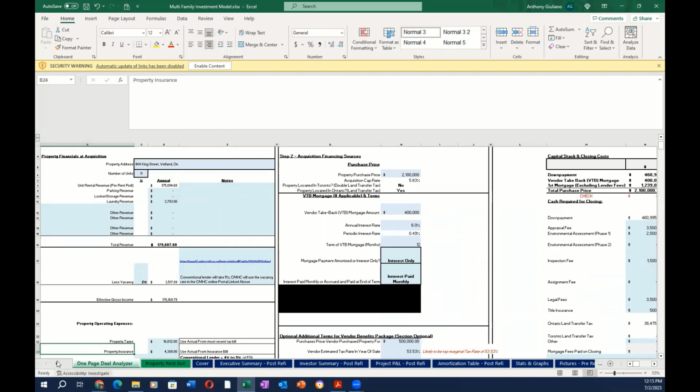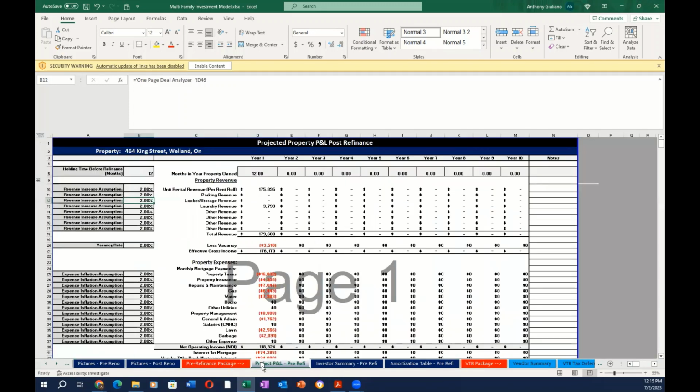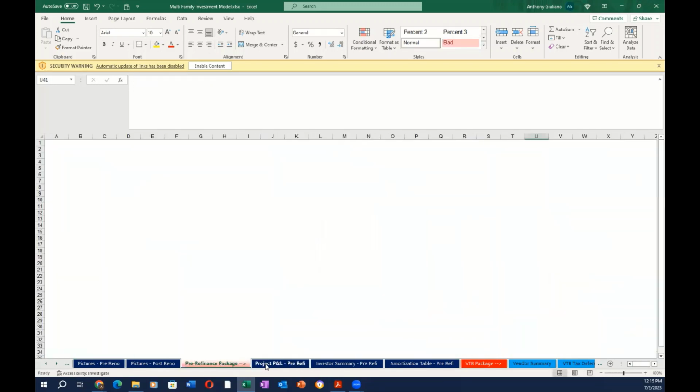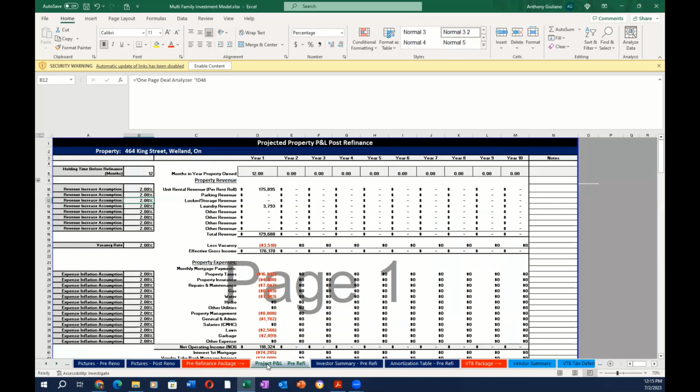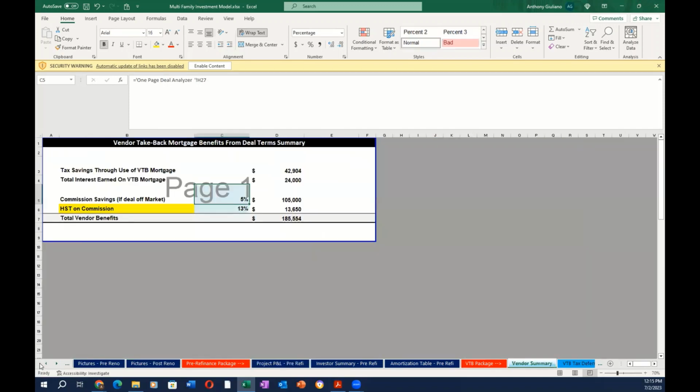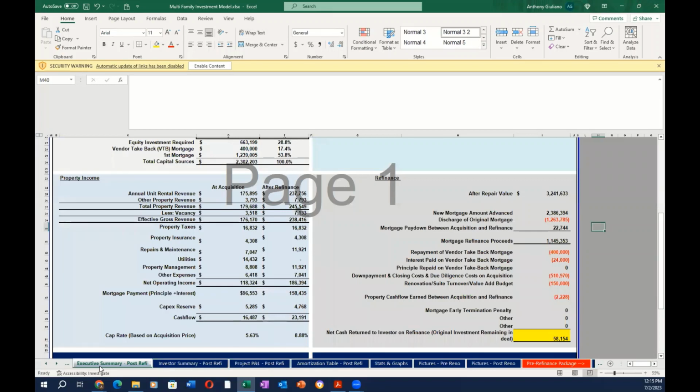It's really cool to be able to generate all of these different types of reports, and you can mix and match them however you want. Like I said, the pre-refinance package can be used as a buy-and-hold package, and you'll have a longer holding term. You have the vendor take back mortgage summary, or a full mortgage repositioning summary.